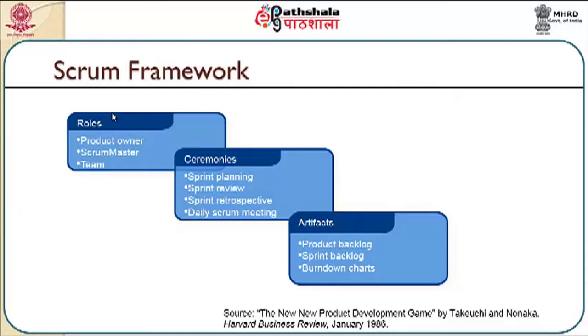Next, looking at the ceremonies, we will be talking about sprint planning, sprint review, sprint retrospective, daily Scrum meetings, and finally the artifacts, which are the things to be produced by the people involved in the process. These artifacts will be in the form of the product backlog, sprint backlog and burndown charts, which will predict exactly when I would complete what.